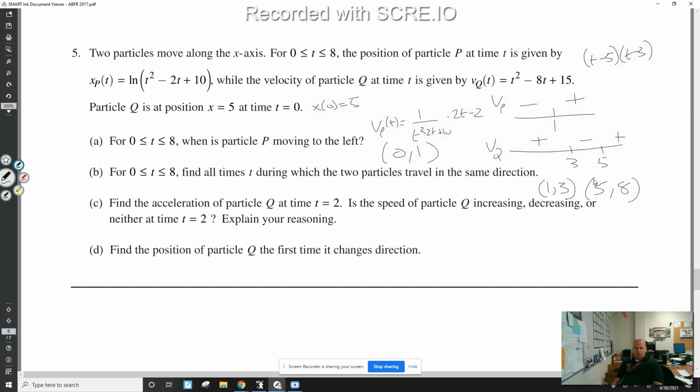Find the acceleration of particle Q. The acceleration is the derivative of velocity, so v prime Q of t, which is equal to a Q of t, is 2t minus 8. At t equals 2, we get a of 2 is 4 minus 8, which is negative 4.